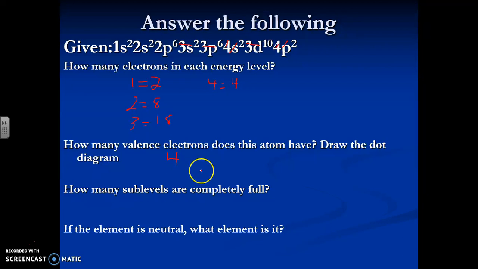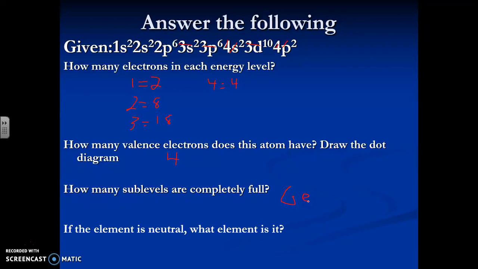Now it wants us to draw a dot diagram, so we have to count the electrons to figure out what symbol it is. So 2 plus 2 is 4, plus 6 is 10, then we got 12, 18, 20, 30, 32. So if we take a look at the 32, that makes it Ge. So if I can make a G, that's our Ge.